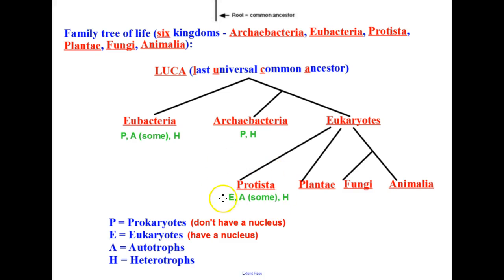You might remember this kingdom from earlier this year when we did our pond water lab. Some of the organisms that you were looking at were members of the Protista kingdom. We have our Plantae kingdom, our plants, which of course are going to include eukaryotes and autotrophs. Our fungi are going to include eukaryotes that are heterotrophs. They feed off of other organisms. And our animalia are eukaryotes that are also heterotrophs.